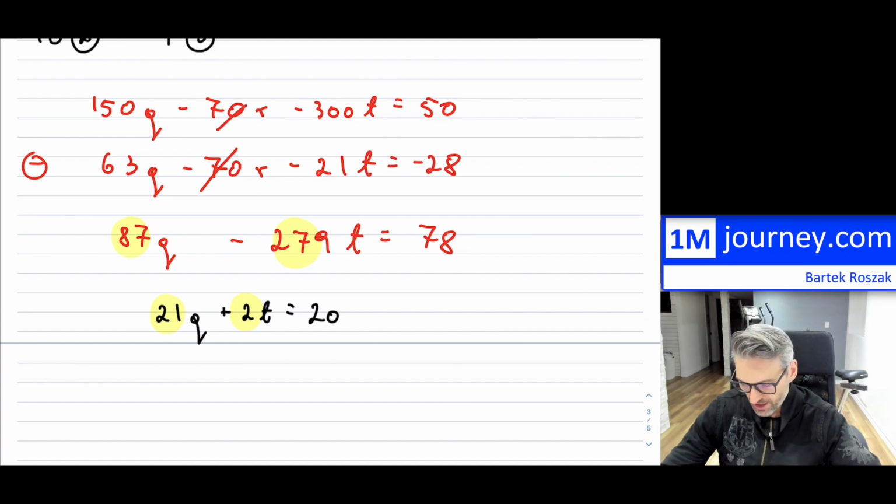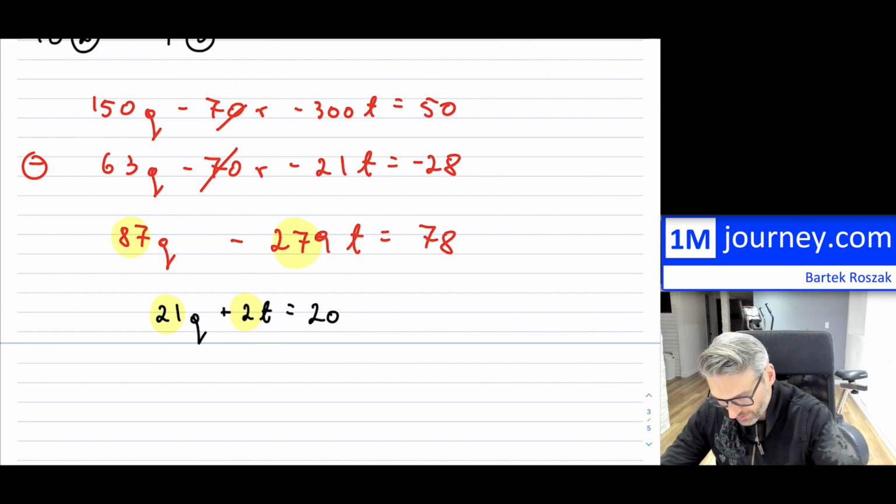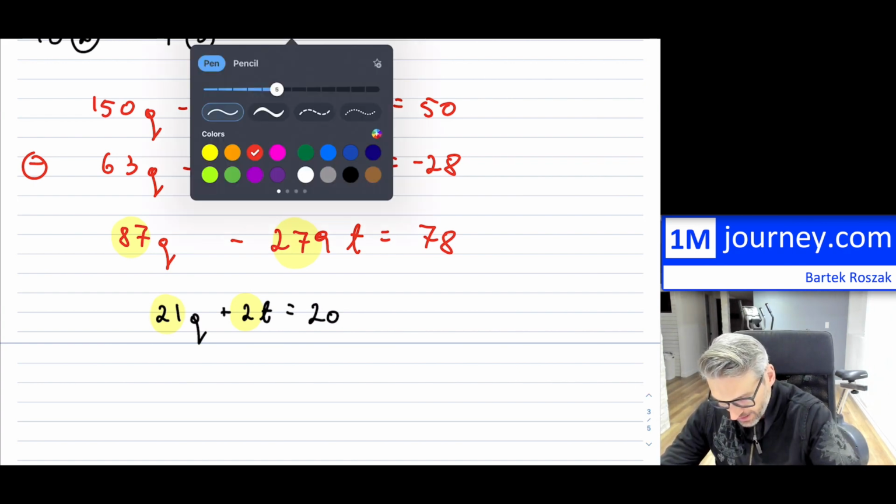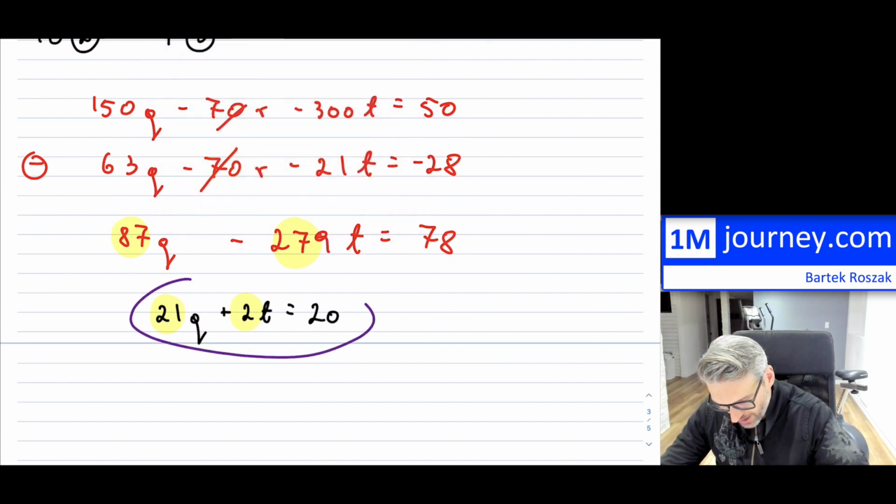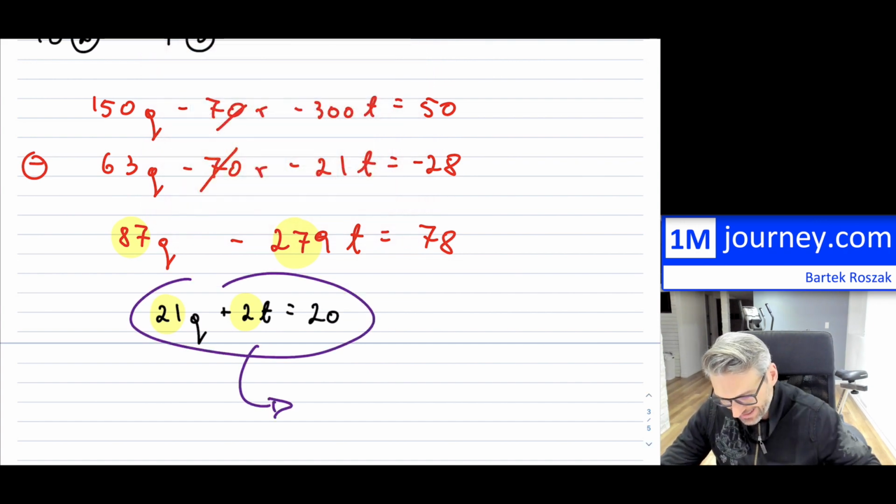So now you might say, okay, what should I do here? What's the easiest thing to do? Do I get rid of Q or do I get rid of T? Do I use elimination? You're not stuck with elimination. So I'm actually going to use substitution. What I'm going to do is take this equation right here and isolate it for T.